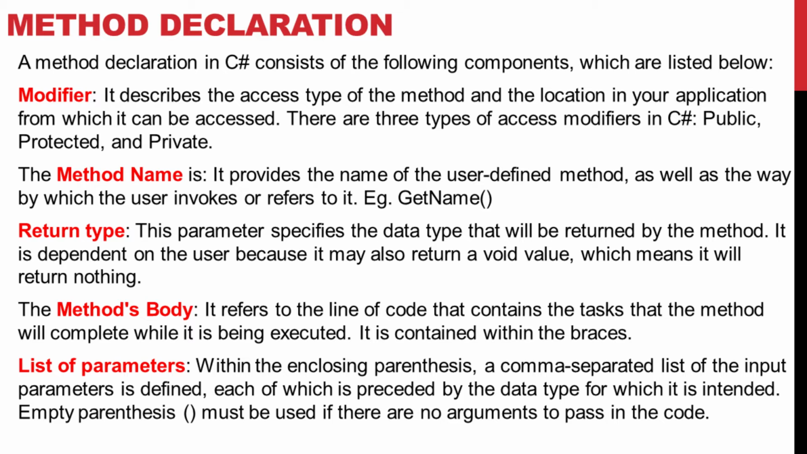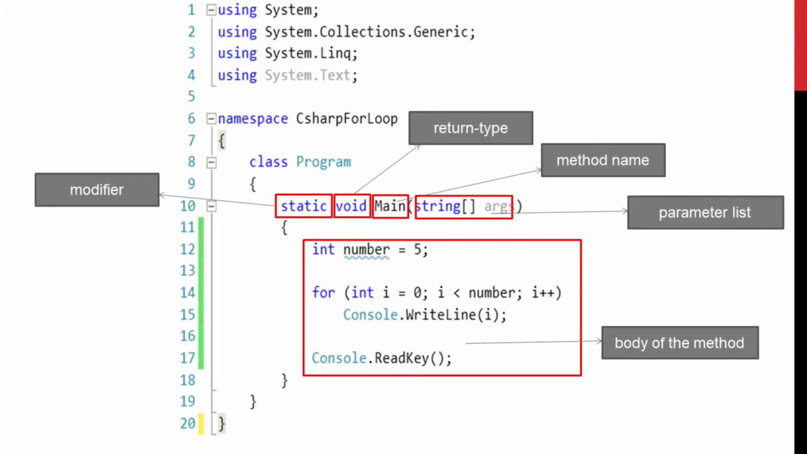The method's body. It refers to the lines of code that contain the tasks that the method will complete while it is being executed. It is contained within the braces. List of parameters. Within the enclosing parentheses, a comma-separated list of the input parameters is defined, each of which is preceded by the data type for which it is intended. Empty parentheses must be used if there are no arguments to pass in the code.